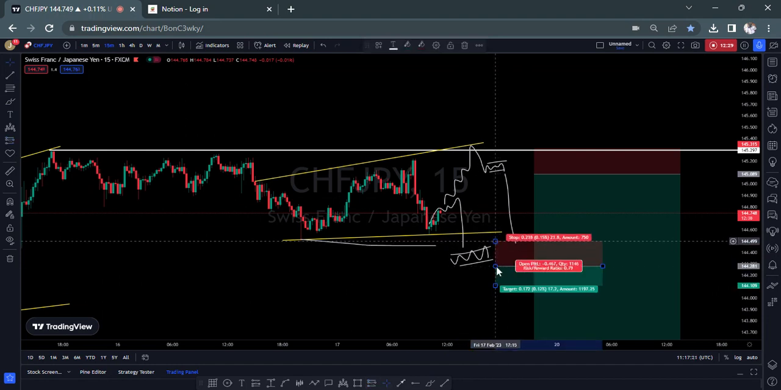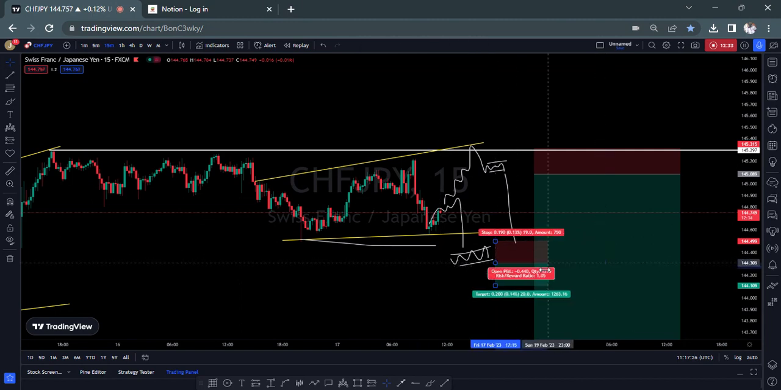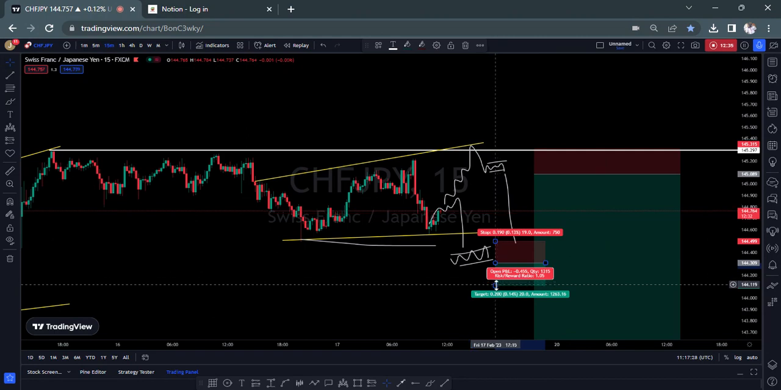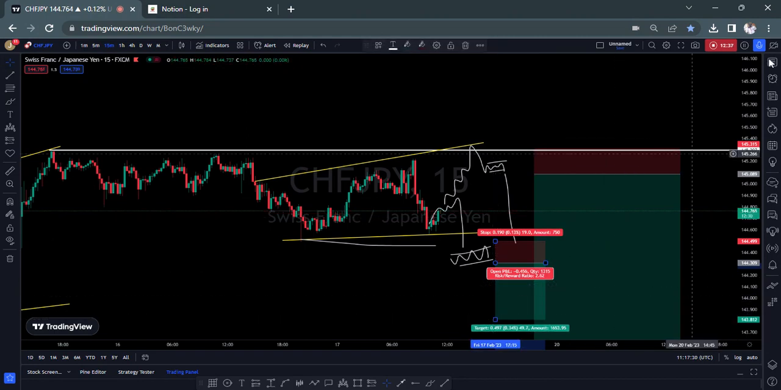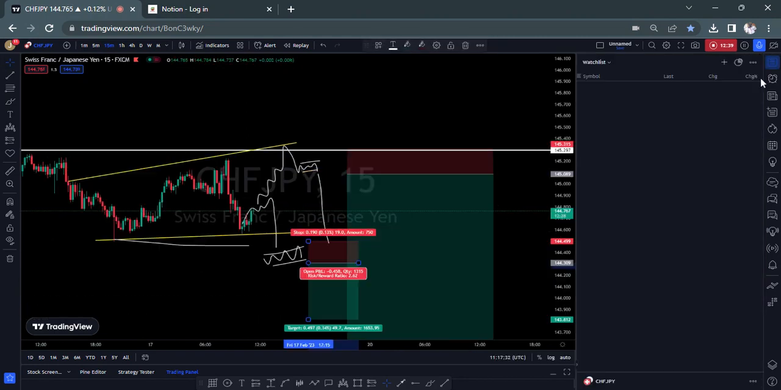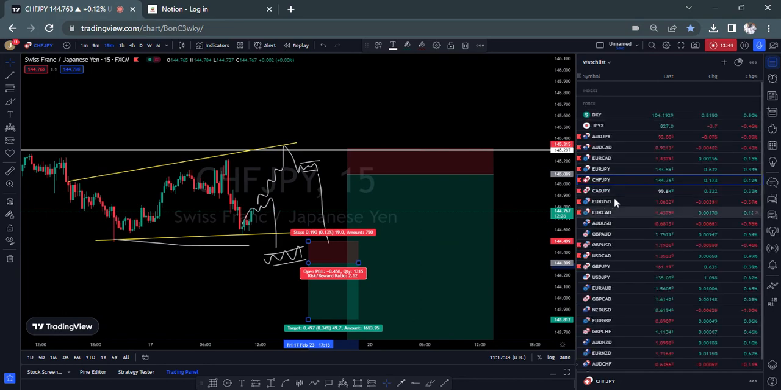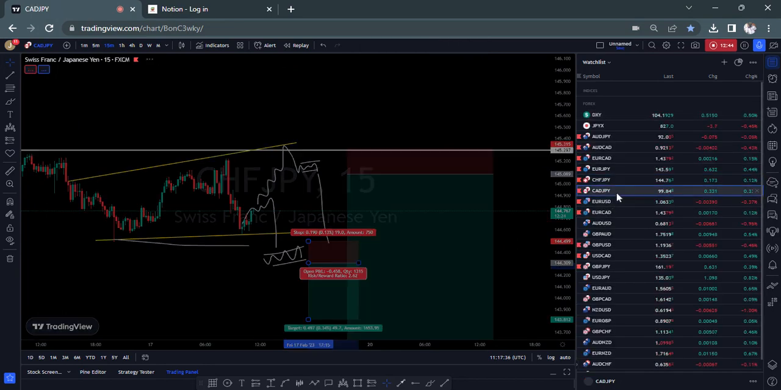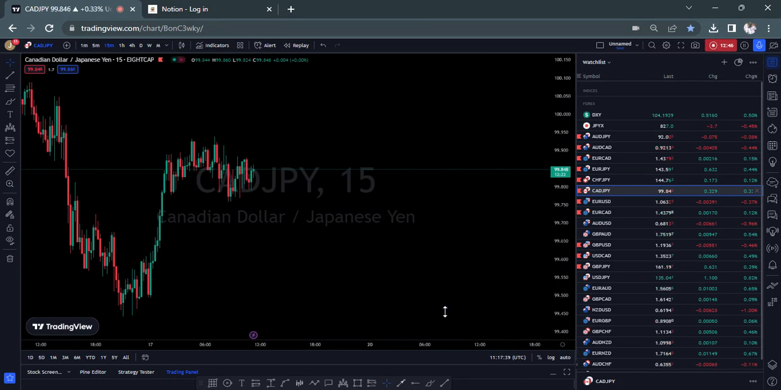So there are multiple scenarios that might happen. So we just have to act according to what the market presents to us. So that's all for CHF JPY, and I think I have CADJPY.